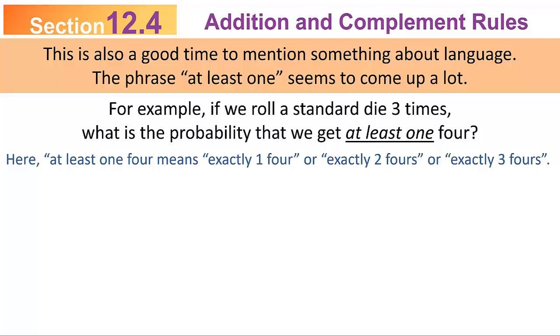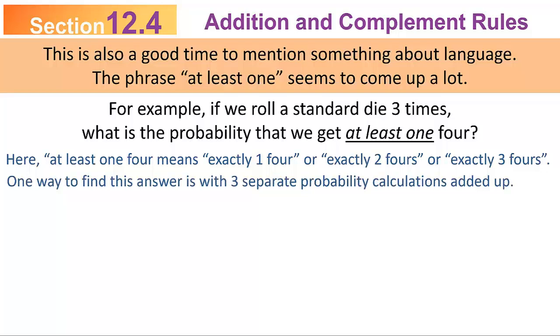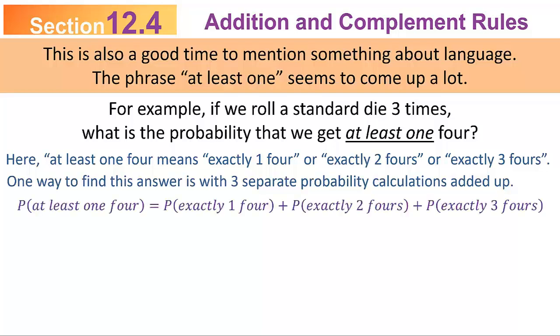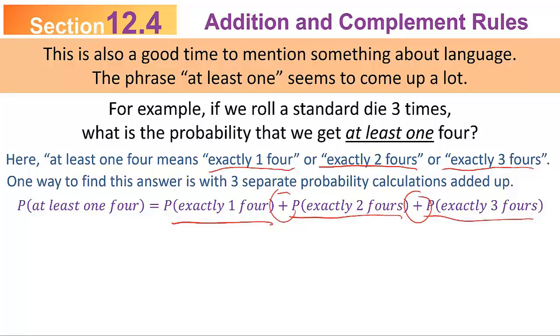At least 1 4 means you get exactly 1 4, or exactly 2 4s, or exactly 3 4s. That's what it means to have rolled at least 1 4 in the context of rolling the die 3 times. One way to answer this question is just to do 3 separate probability calculations and add up the results. Find the probability of getting exactly 1 4, then the probability of getting exactly 2 4s, then the probability of getting exactly 3 4s, and add them all up. That's one way to do it. That's quite a bit of work.